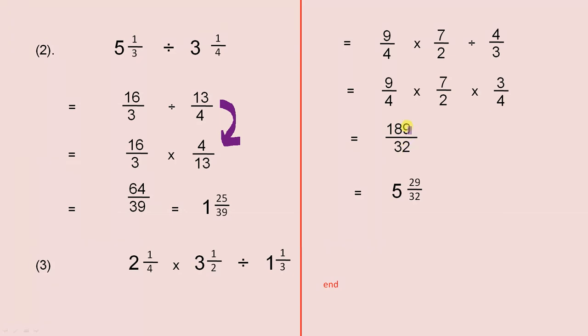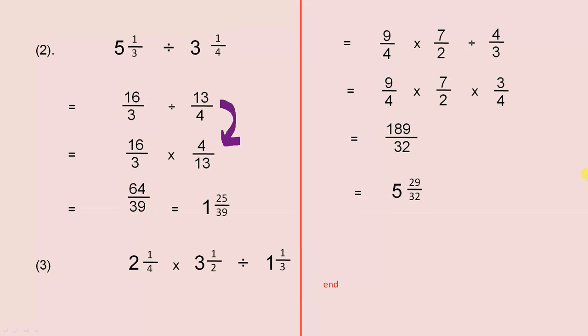32 into 189 goes 5 times, and 29 left over. So it's 5 and 29/32.